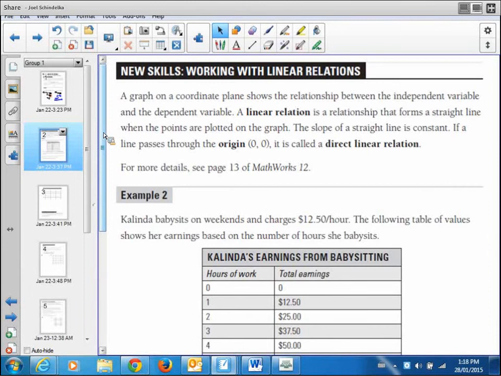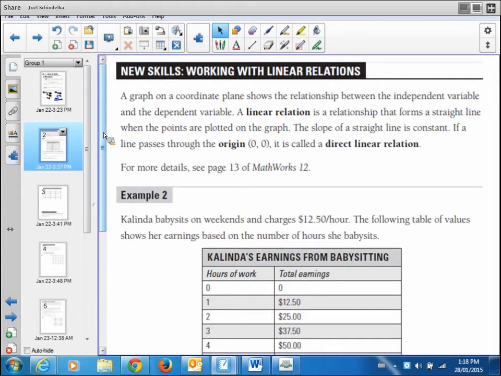A graph on a coordinate plane shows a relationship between the independent variable and dependent variable. Well, one depends on the other is what it really means. I'm recording the lesson as I do this, so I'll talk to you in a minute, well, I'll do about 4 minutes.